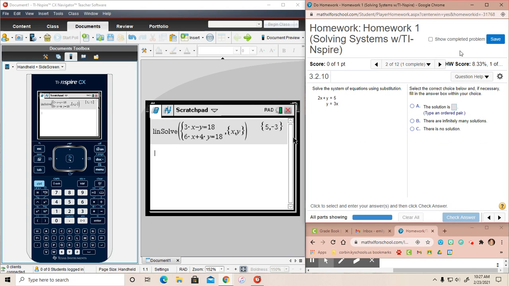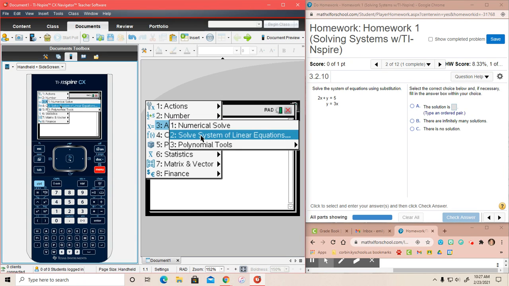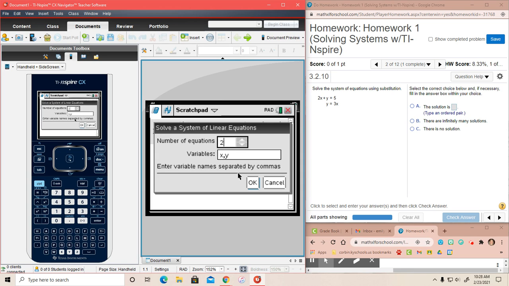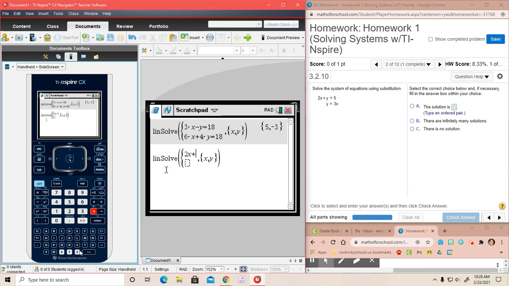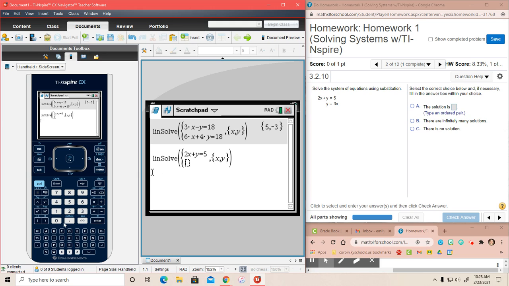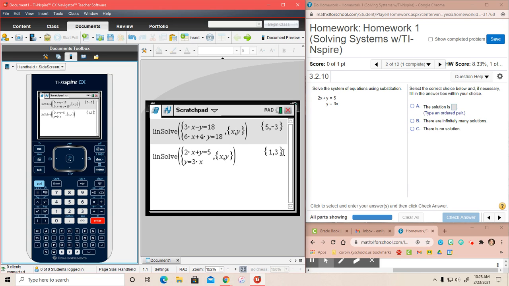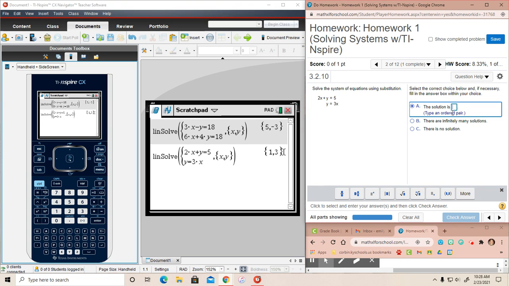Okay, so in the assignment here, there are a few different problems you can go through. Like we can try another one. We can do menu, algebra, solve systems. We have two equations, two variables. This time we have 2x plus y equals 5, and then we have y equals 3x, and hit enter, and our solution is 1, 3. So again, we could type in 1, 3 as our solution.